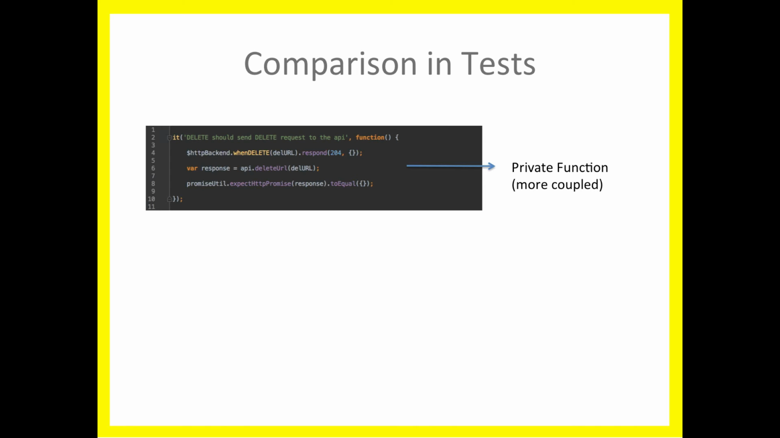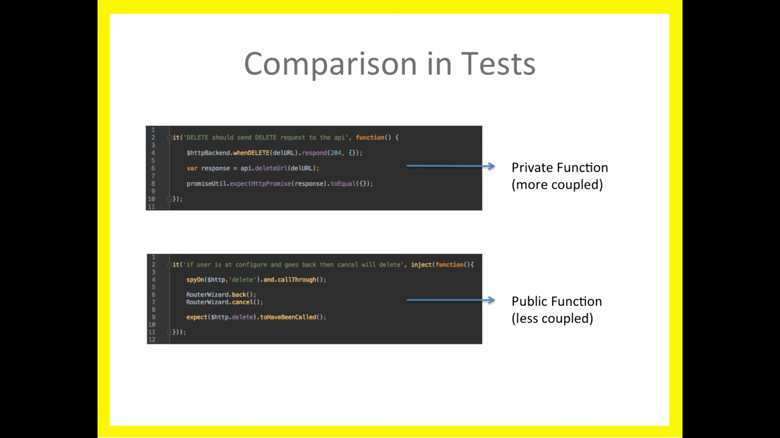So contrast that with this highly coupled function with another function which is less coupled, and is basically doing a similar thing. What it's saying is, if a user at configure, that's a typo, goes back, then cancel will delete. Well, that's fairly obvious. That's written in natural language for starters, so it's easy to understand. It's saying spy on the HTTP delete object, go back, cancel. And by the way, expect delete to have happened.